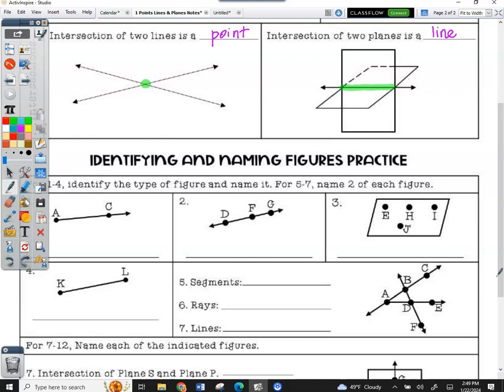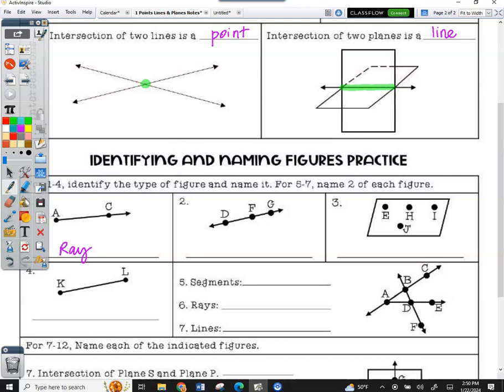Take a second. It is laid out, not tricky. Not trying to trick you. What'd you get? It is a ray. Now the next thing it says to do is to name it. Go back to the front of your paper and look at how we said you only have one way to name a ray.